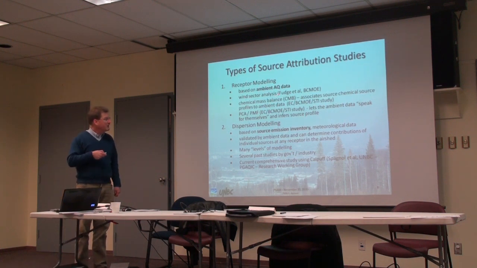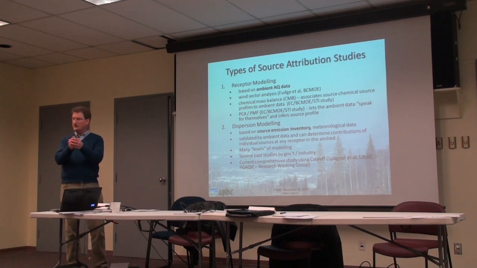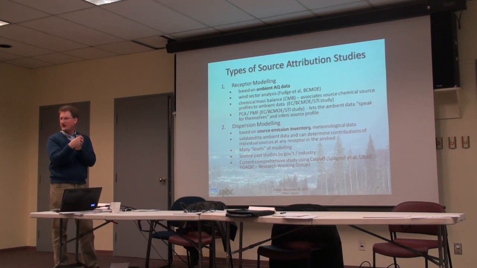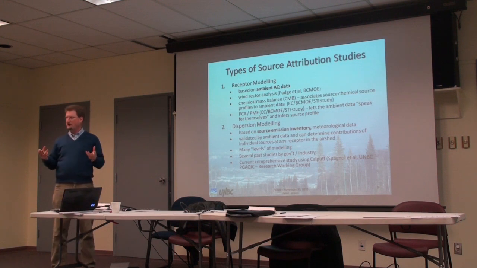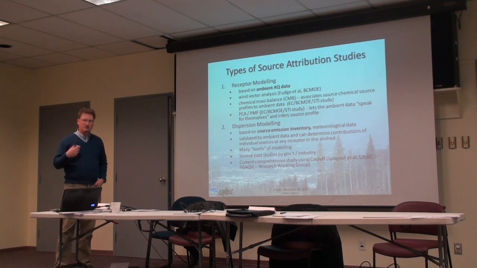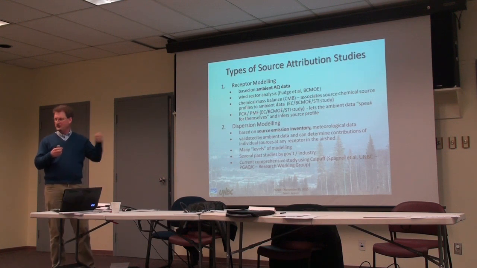One such type of study is a wind sector analysis, and Dennis Fudge and Dave Sutherland did something like that, where we look at a monitoring location, the pollutant levels correlated with the direction from which the wind is blowing. So you know that if there's a source to the north, and you have high pollutant levels when the winds are from that direction, then you can infer that those high pollutant levels are coming from sources in that direction. This is a wind sector analysis. But it doesn't tell you precisely which sources are contributing, so it gives you a general idea.